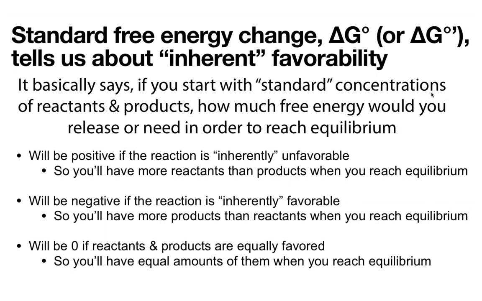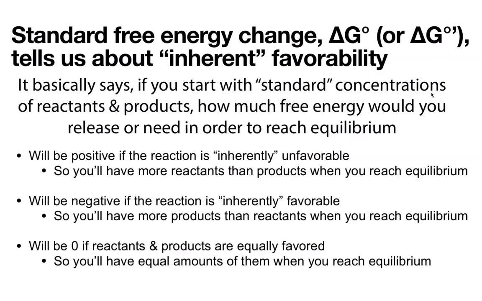So how do we give molecules a sort of measure of how favorable they are if the favorability is going to depend on the concentrations? Well, what we do is we use this thing called the standard free energy change, which basically says that if you start with quote unquote standard conditions, which we'll define in a minute, of reactants and products, where these are going to be equal amounts of reactants and products, how much free energy would you release or would you need in order to reach equilibrium?